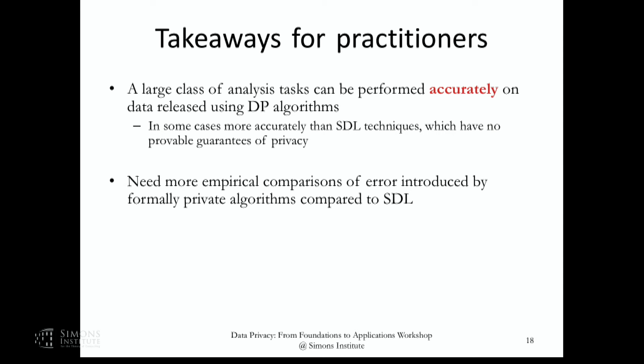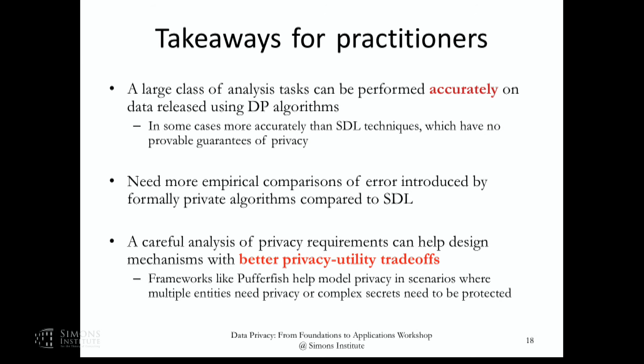So the takeaways here are basically that there is a large class of tasks that can be accurately performed using differential privacy or variants of differential privacy, and in some cases more accurately than SDL techniques. And we definitely need more such empirical comparisons and such evidence in the literature so that we can show that this is doable. The other thing, and this may be a little controversial, is that a careful analysis of privacy requirements can help design mechanisms with better privacy-utility trade-offs, right?